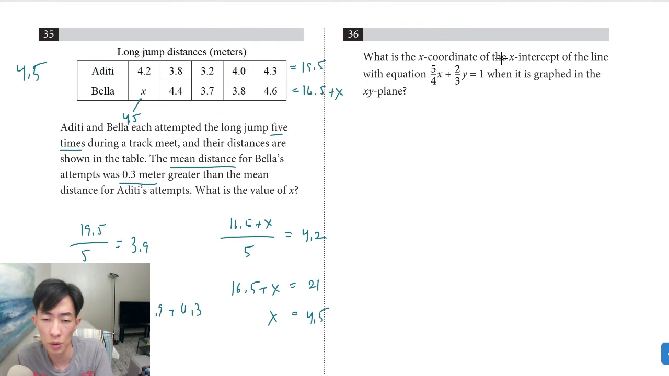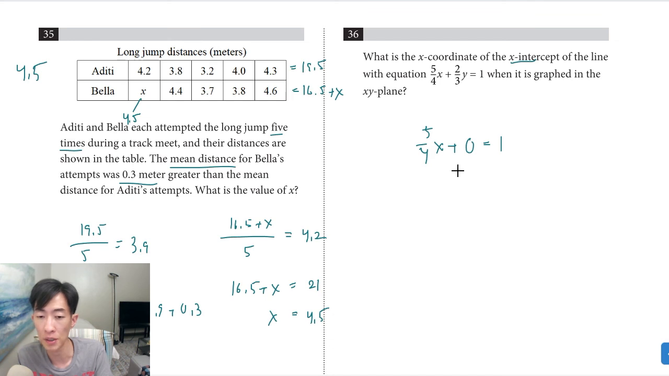36, what is the x-coordinate of the x-intercept of the line with equation blah blah blah when it's graphed? Okay, so the x-intercept is basically where the line crosses the x-axis, and the y-coordinate at that point is going to be 0. So all we have to do is substitute 0 for y, solve for x, and then we'll get it. So 5/4 x plus 2/3 of 0 is 0 equals 1.